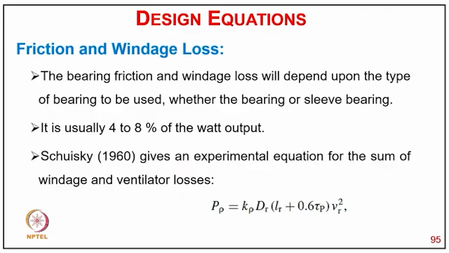So now coming to friction and windage loss, the bearing friction and windage loss depend upon the type of bearing to be used, whether ball bearing or sleeve bearing, and it is usually 4 to 8% of the watt output.